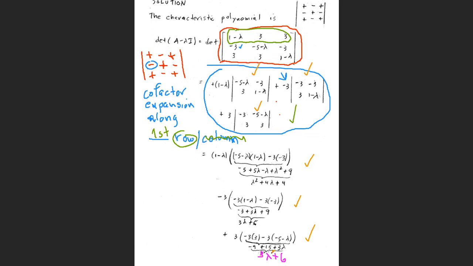Are there any other questions before we move on? So MyMathLab's not going to accept this answer. You're going to have to take the 1 minus lambda and multiply it by lambda squared plus 4 lambda plus 4. And then you're going to have to take the minus 3 and multiply it by 3 lambda plus 6. And then take 3 and multiply it by 3 lambda plus 6. So if we do that, we end up with this here. But that's actually not what MyMathLab is going to want.